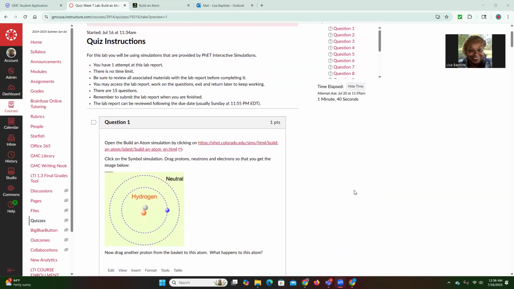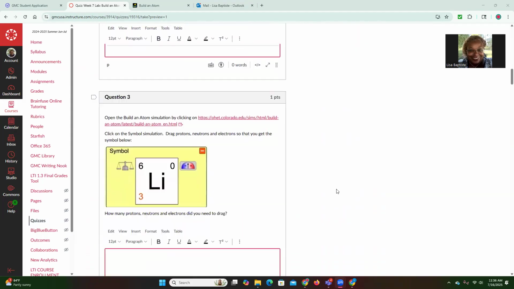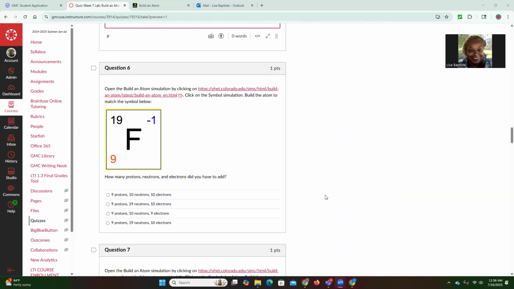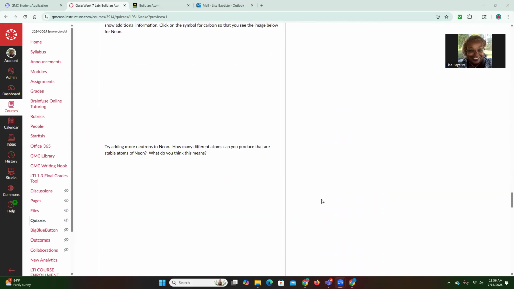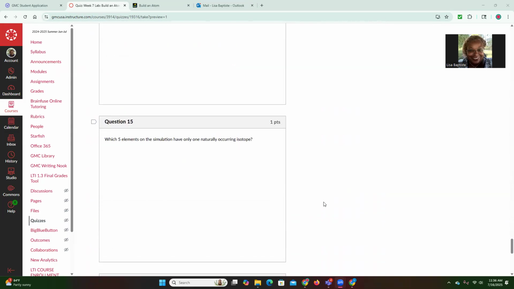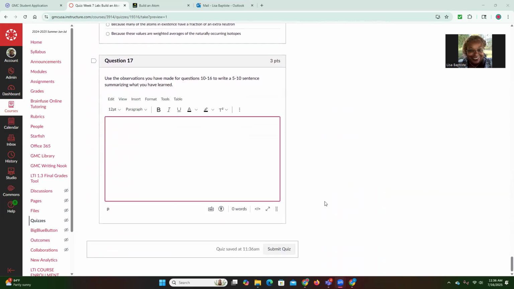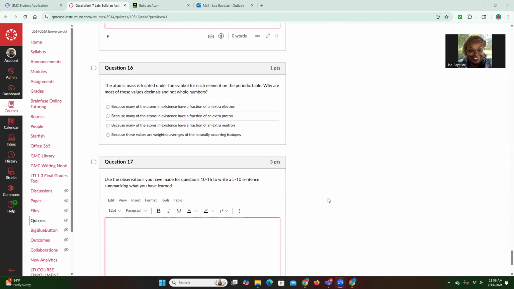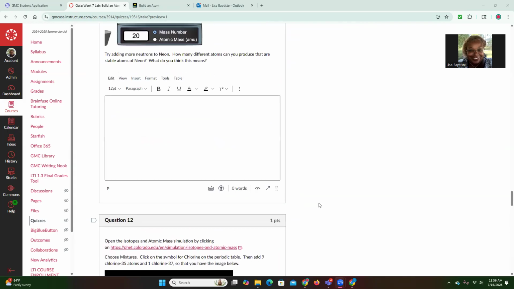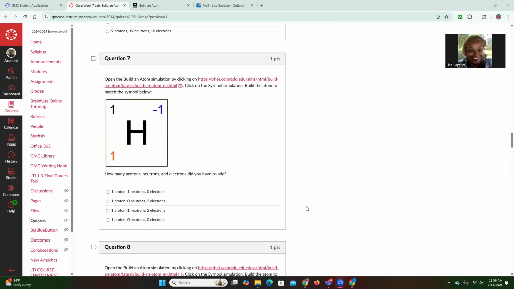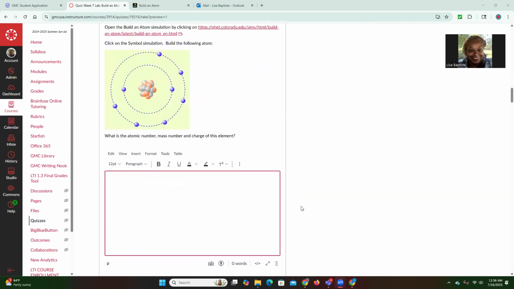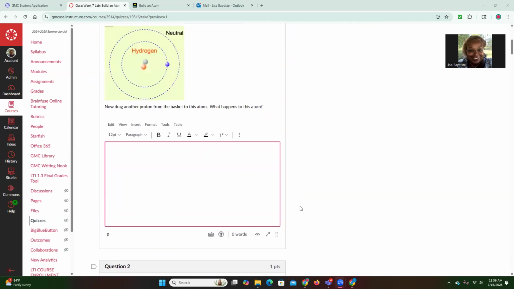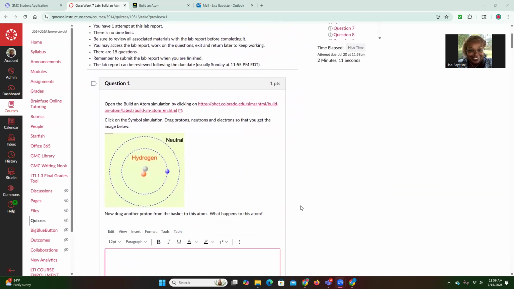For this particular lab, you scroll down and you see that you have a total of 17 questions, so I need to update the instructions on that. So you have 17 questions that you will be working on for this lab. I want to go over the simulations and just give you a brief overview of what you're doing for this week. For this first question, you're going to open the build an atom simulation.